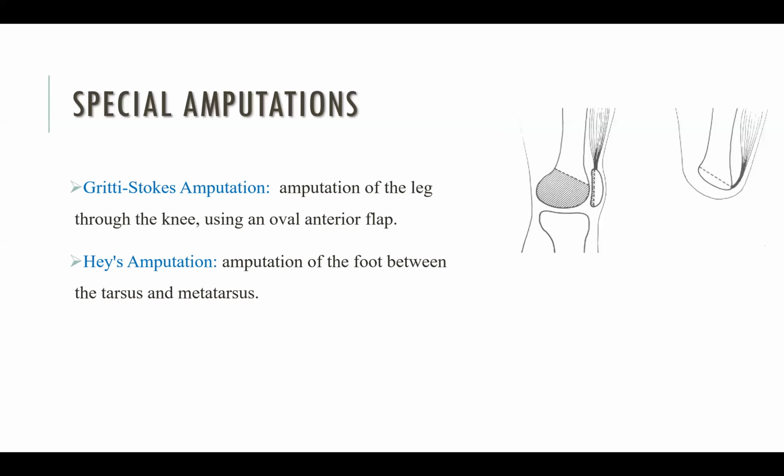And other special amputations which were rarely done are Gritti-Stokes amputation, in which amputation will be done through the knee, and here the patella will be forming the base of the stump.